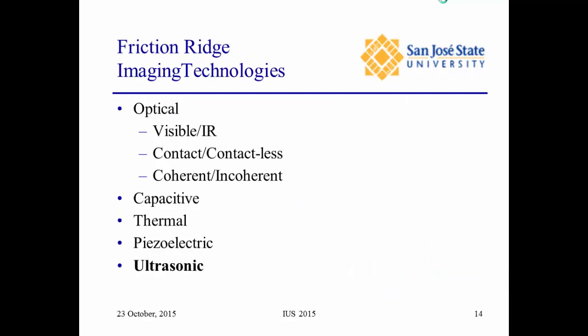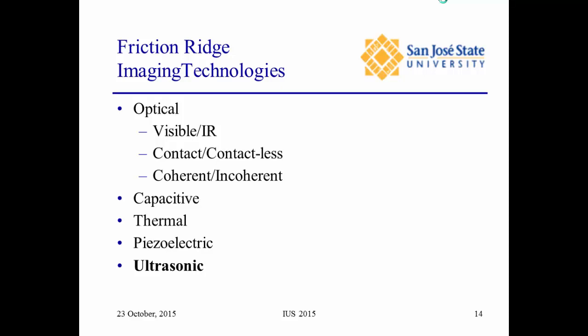So how do we image these fingerprints? Well, there are several technologies currently available to us. We have optical technologies, and among those are visible and IR light. What's become very popular in the last 2 or 3 years is contactless fingerprinting, fingerprinting that doesn't require you to touch any surface. In fact, there's an application for your smartphone that allows you to take a picture of your fingerprint and unlock the phone, not requiring any direct contact.